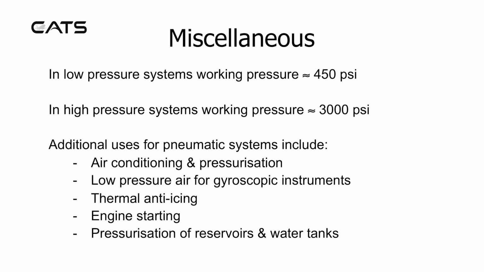In low pressure systems, the working pressure is approximately 450 psi. In high pressure systems, the working pressure is approximately 3000 psi. Additional uses for pneumatic systems include air conditioning and pressurization, low pressure air for gyroscopic instruments, thermal anti-icing, engine starting, and pressurization of reservoirs and water tanks.